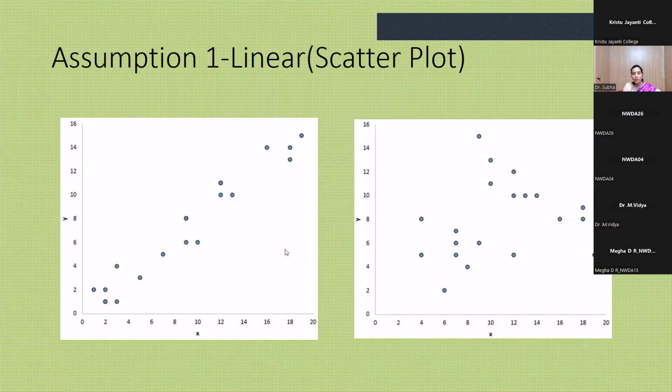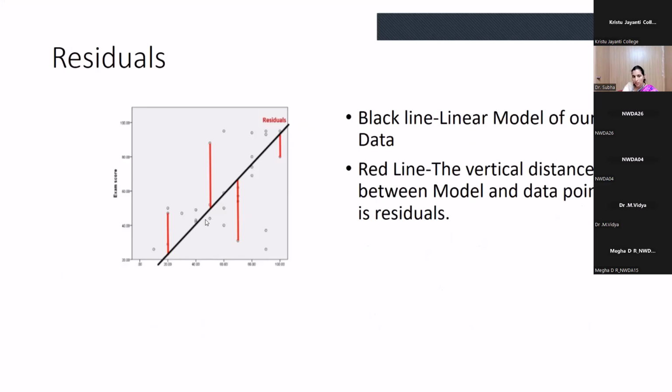Okay, so linear relationship, you know. Whenever you plot the data points of the x variable and the y variable, they should lie along a straight line. Then the two variables can be called linear. Okay, so that is one assumption. And you should know about the residual. Whenever you draw the equation line, the regression line, the distance between the data point and the regression line is called the residual. The black line is the regression line, and the vertical red line is the residual.